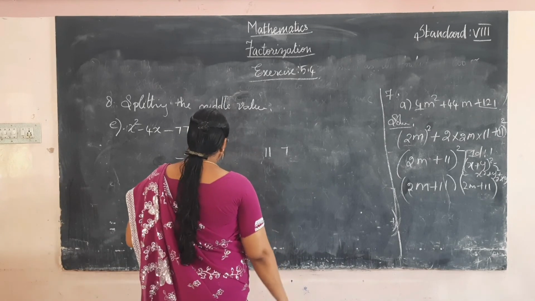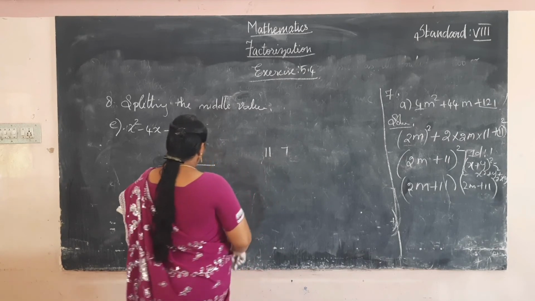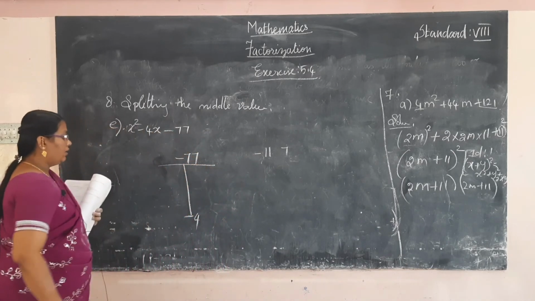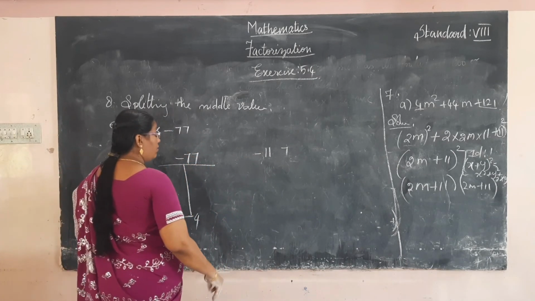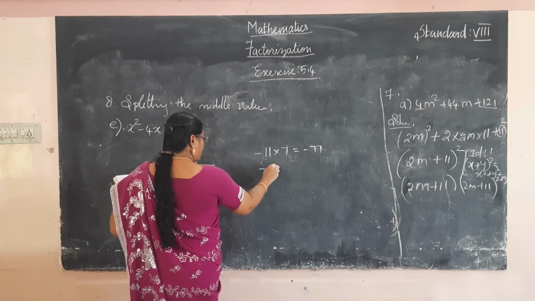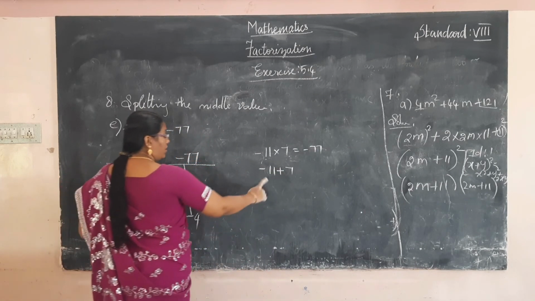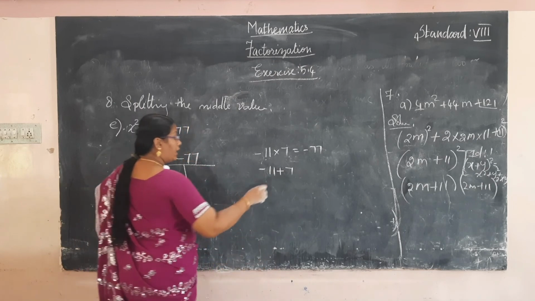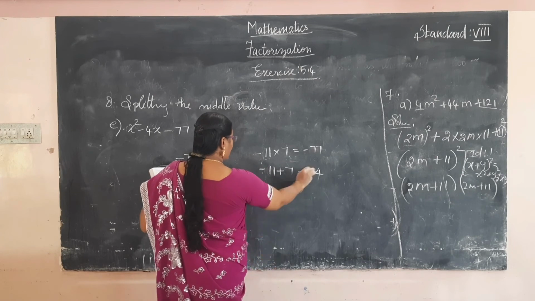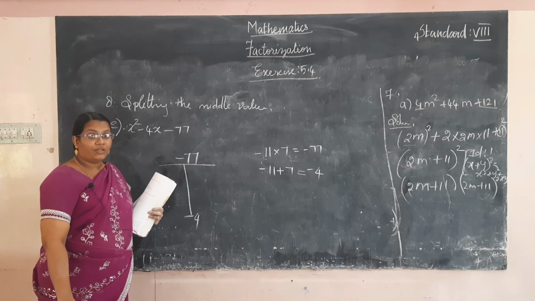Subtract this value, we get the minus 4 value we need. So the product is negative, and the sum is also negative. So minus 11 into 7 is minus 77, and for the sum of the values, minus 11 plus 7, there are 2 different signs. So subtract and put the greater number's sign. The subtracted value is 4, and the greater number's sign is negative.